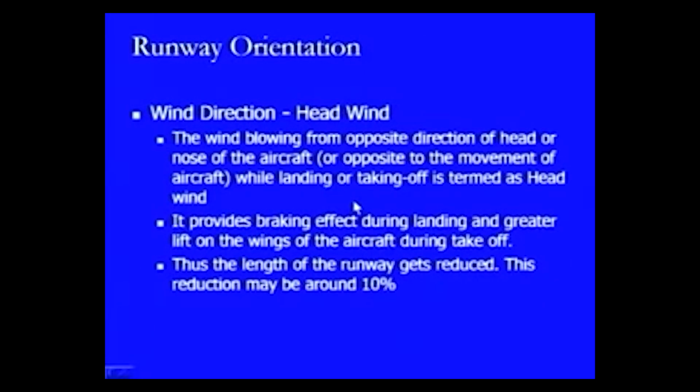So, if we look at the headwind, then this headwind is the wind blowing from the opposite direction of the head or nose of the aircraft, or opposite to the movement of the aircraft while landing or taking off, and this is what is termed as headwind. It provides braking effect during landing and greater lift on the wings of the aircraft during takeoff. That is the effect of the headwind. Thus, the length of the runway gets reduced, and this reduction may be around 10% if we have the headwind on the aircraft at the airport.